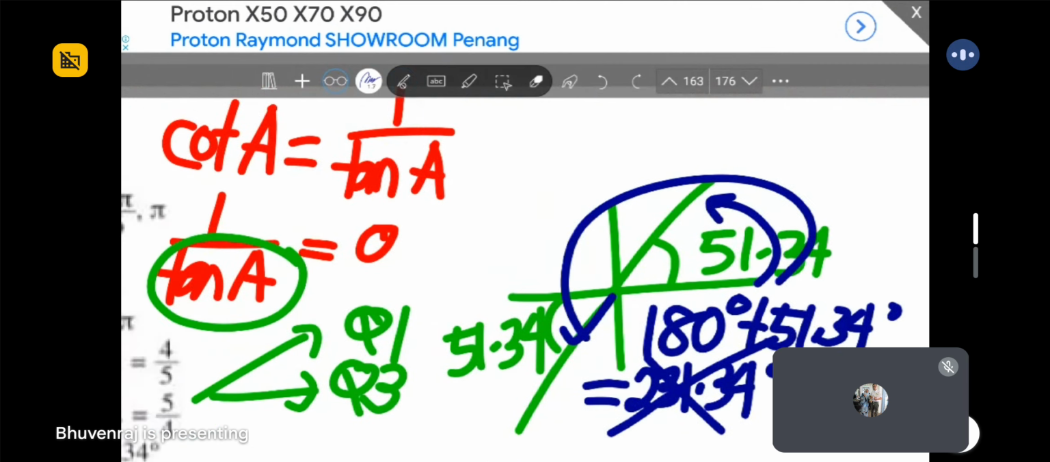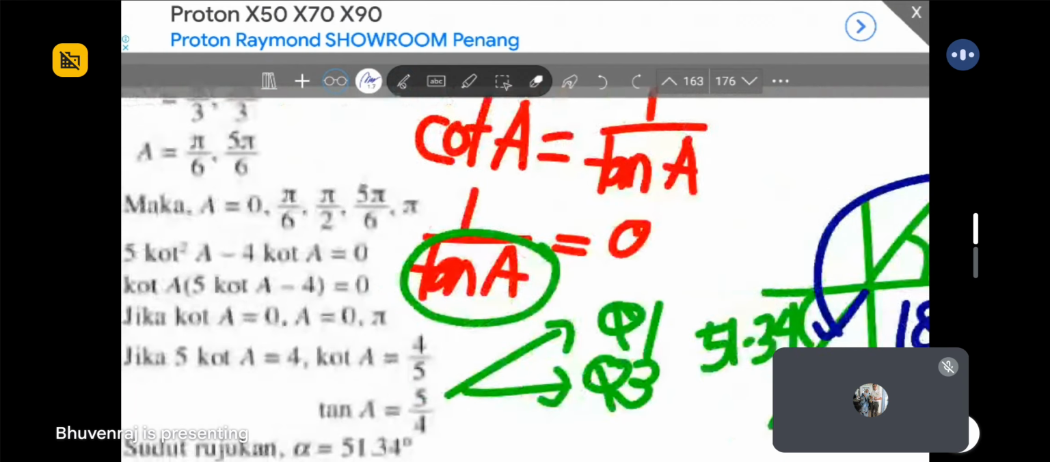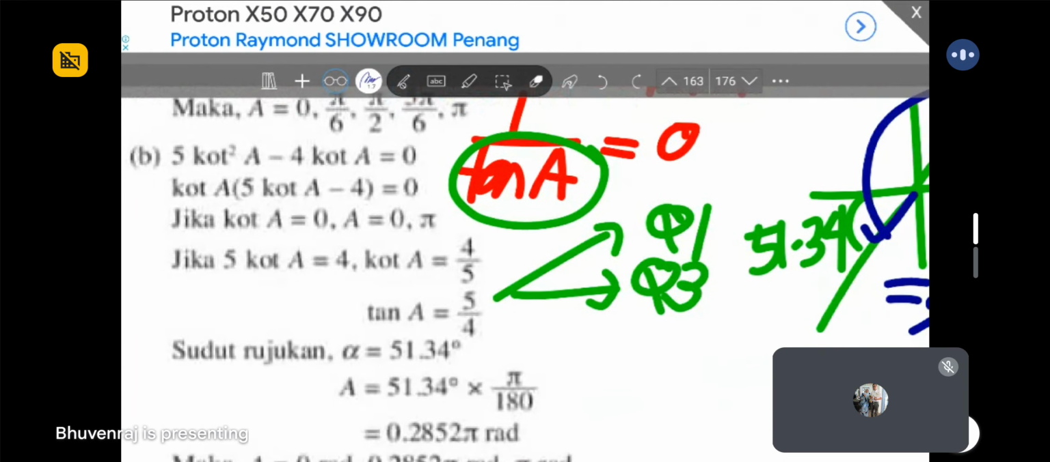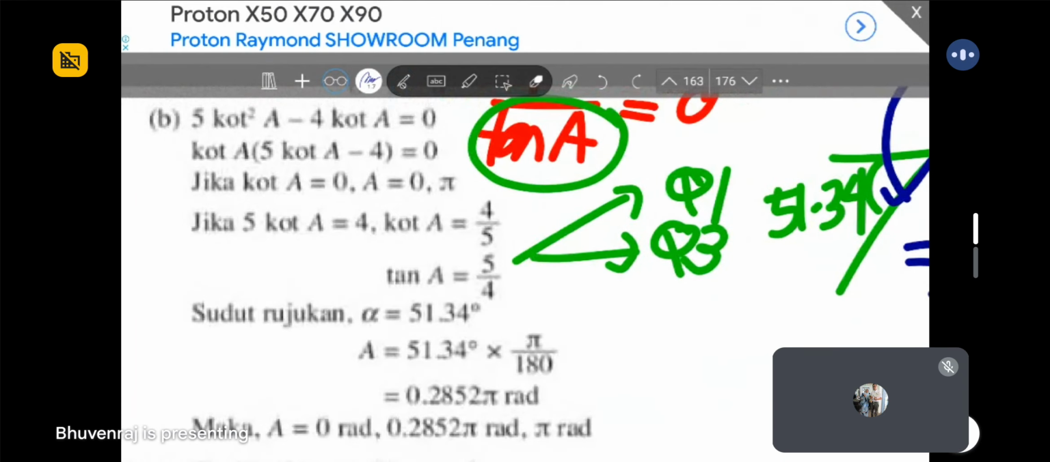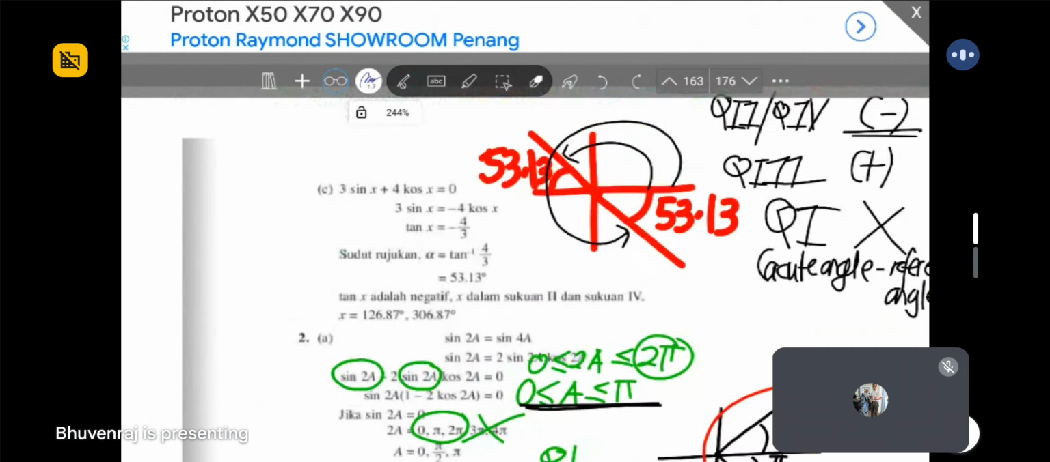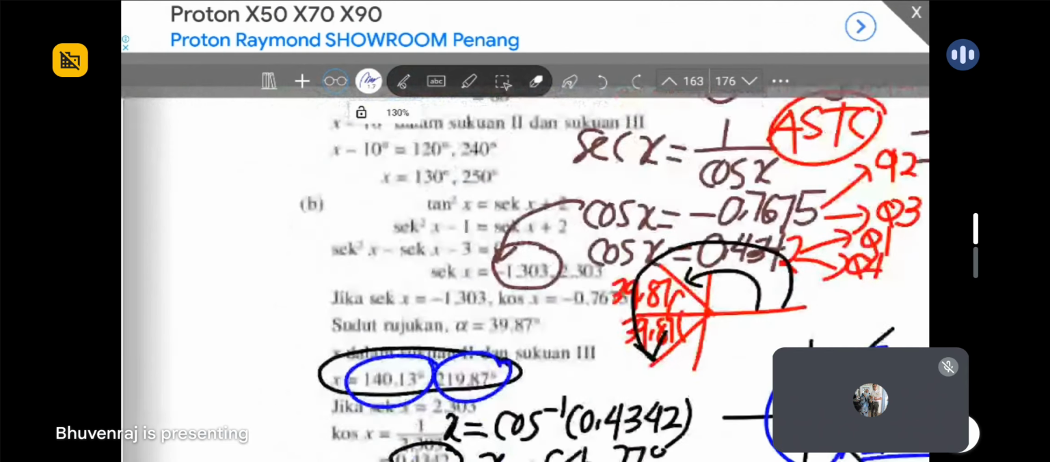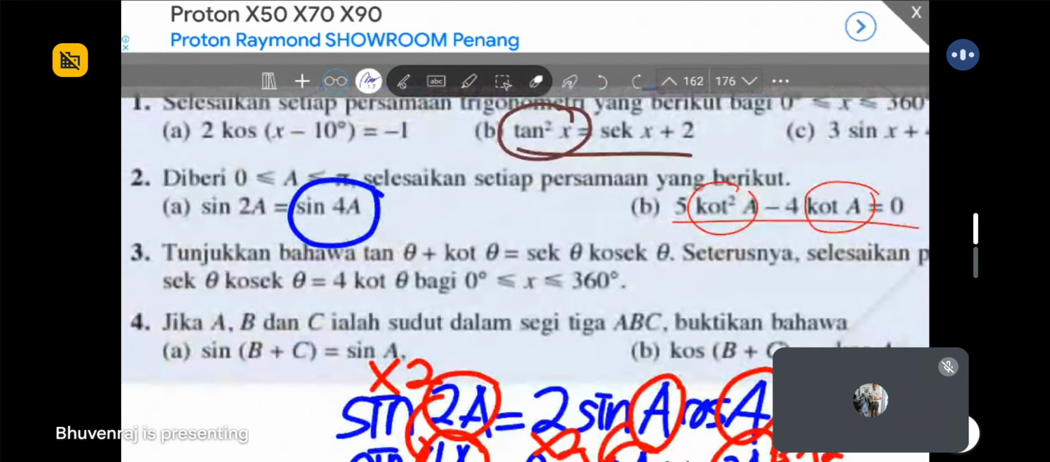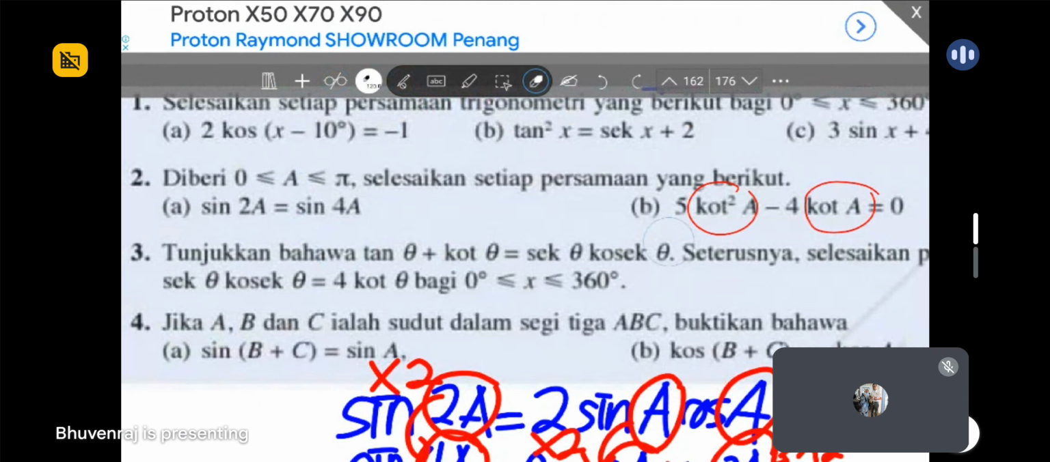So you only accept one answer. Satu jawapan, which is 51.34. You convert to radian and you will get 0.2852 pi radian. So in N, you have three possible answers. Tiga jawapan: 0, pi, and 0.2852 pi. Boleh? So this is how you solve question number 2. It's quite a basic kind of question, soalan asas yang kamu akan nampak dalam bab ni. Very common type of question.